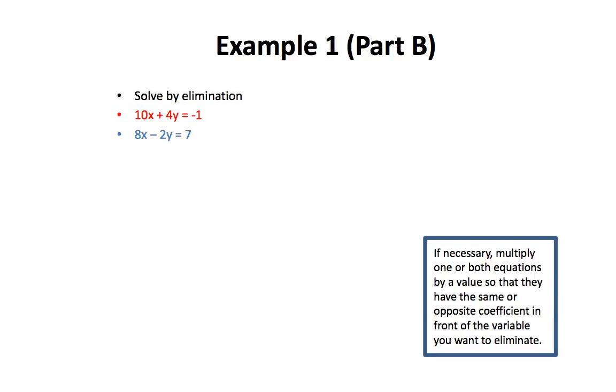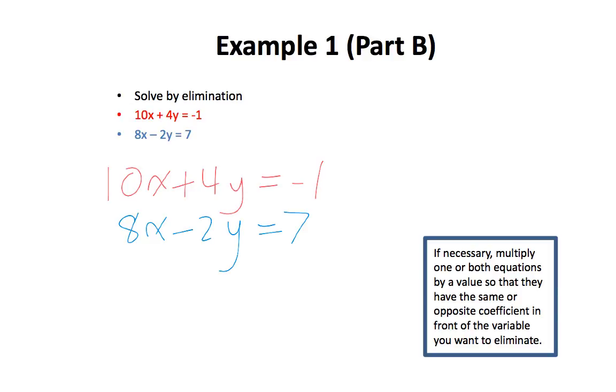Let's take a close look at these equations once again. 10x plus 4y is equal to -1, and 8x minus 2y is equal to 7. If you remember, we decided to eliminate the variable of y. Let's take a look at the coefficients. That's positive 4 and -2. These are neither the same or opposite coefficients. Therefore, we need to manipulate one or both of these equations. I'm going to call this equation 1 and equation 2.